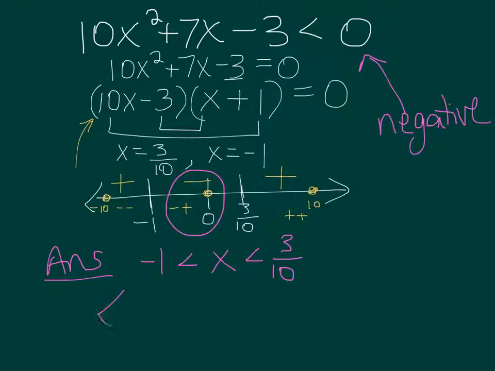Or we could sketch it on a number line. It's the region on the number line from -1 to 3/10. And since I want a strict inequality, this doesn't say less than or equal to, it's just less than. I have an open circle at -1 and an open circle at 3/10. And I have everything in between. And that is the answer.